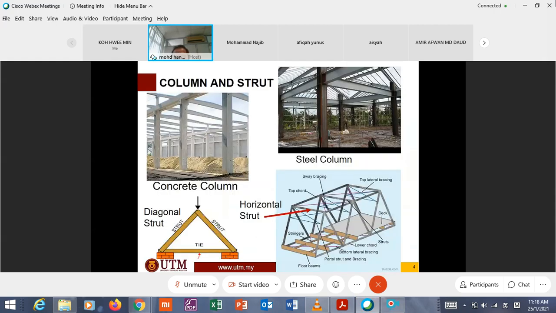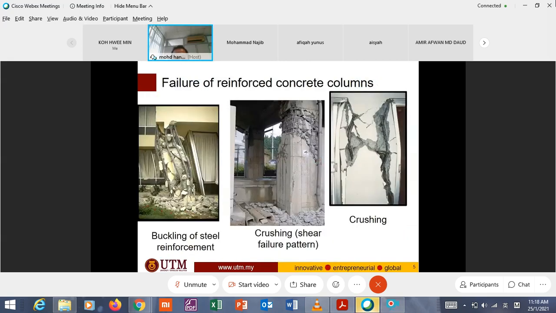So why do we need to study the analysis and design of columns? You must do analysis, because without analysis you cannot do design. If you do the wrong analysis, then your design is wrong. When the design is wrong, your construction will fail. This is the failure.